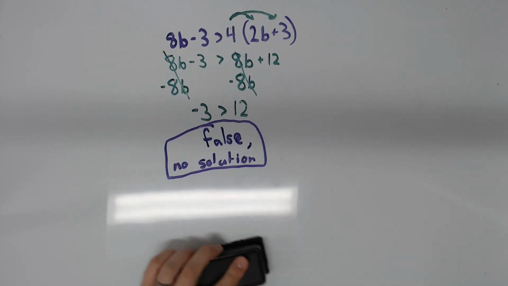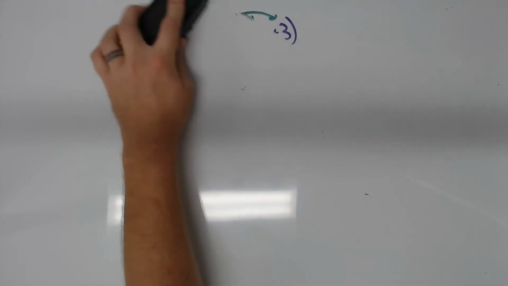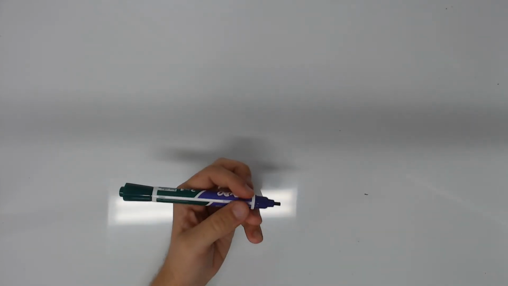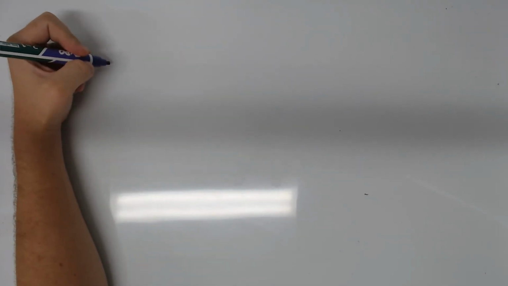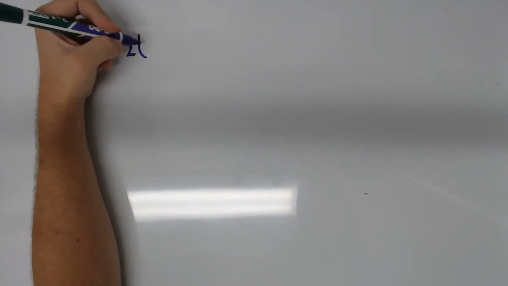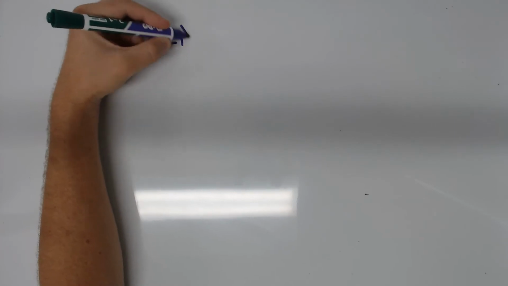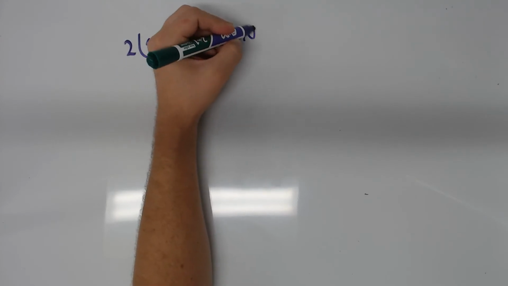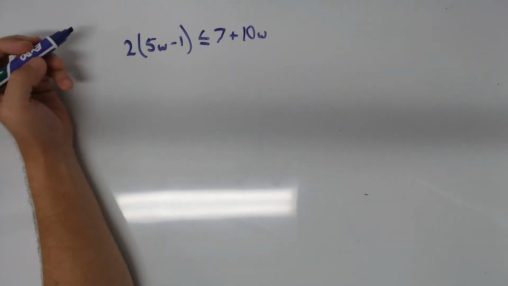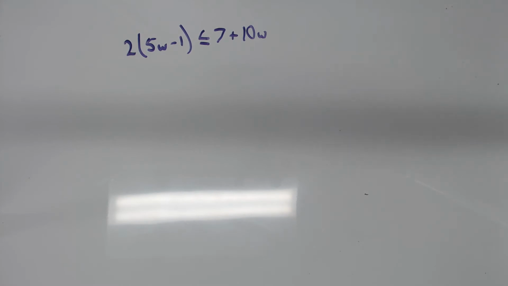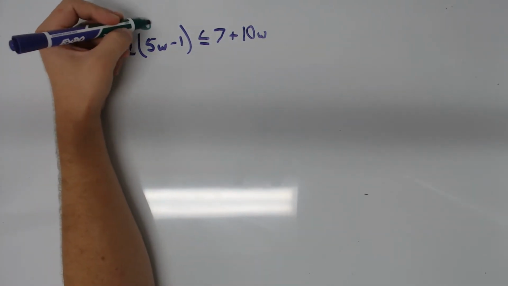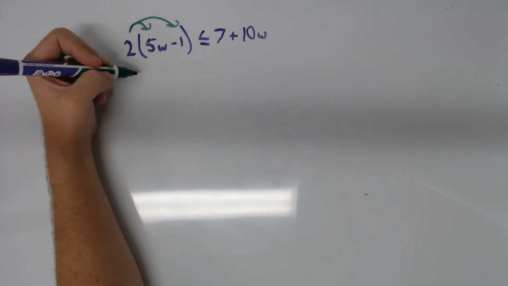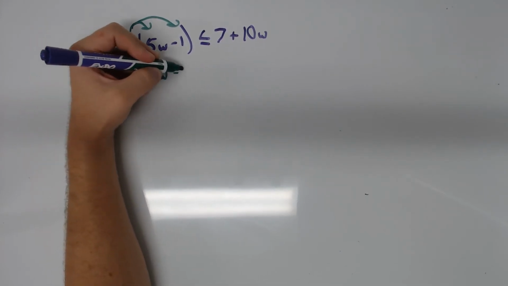Let's throw one more up here that's also on the notes. So I've got 2 times, in parentheses, 5w minus 1, less than or equal to 7 plus 10w. Again, I'll start my algebra steps by distributing, just following our strategy that was on the whiteboard.